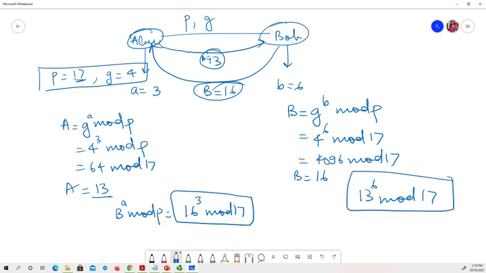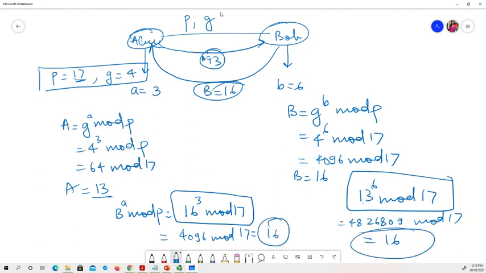So if you do this particular calculation, A to the power of B modulus 17, this number would be 4826809 modulus 17. If you do this, it is equivalent to 16. And similarly, if you calculate 16 to the power of 3, which is 4096, modulus 17, this would give you 16. So in the end, we get the same number over here, 16, and that would be the secret key.